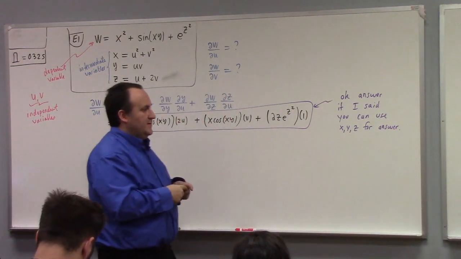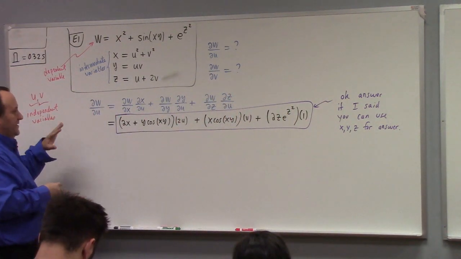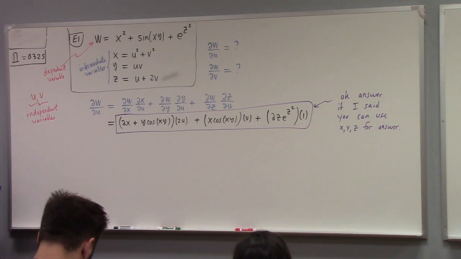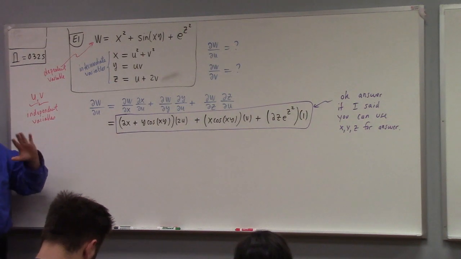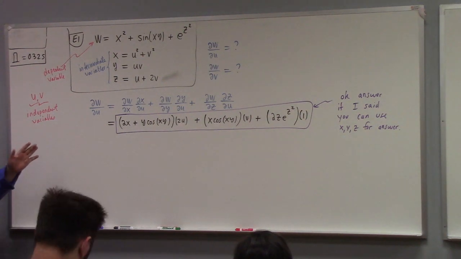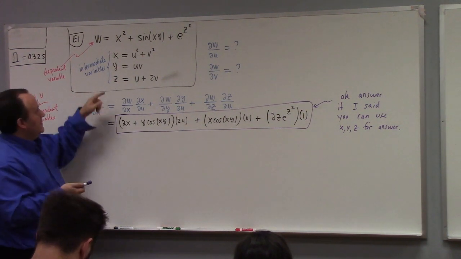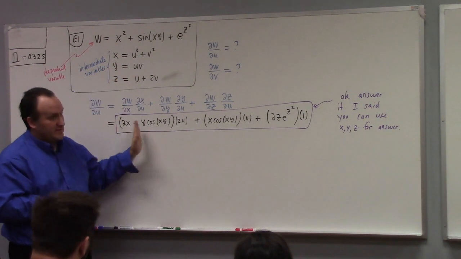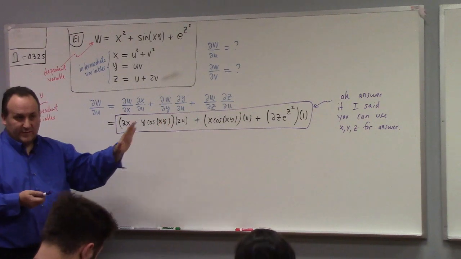In other words, that's an okay answer if I allowed you to use the intermediate variables to phrase your answer, right? But what is the truth here? Like, what does the chain rule actually say? I mean, this is just a shorthand for a more nefarious expression, right? We actually should plug in u squared plus v squared, uv, and u plus 2v into these expressions. That's actually what this means, all right?